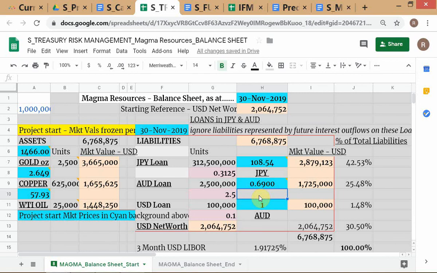Magic has happened, no? Yes, is it happening? No change in total liabilities, but the Aussie loan component of the liability has gone up, and the adjustment, as Parul has correctly pointed out, has come in the net worth. Is the logic clear to everybody?